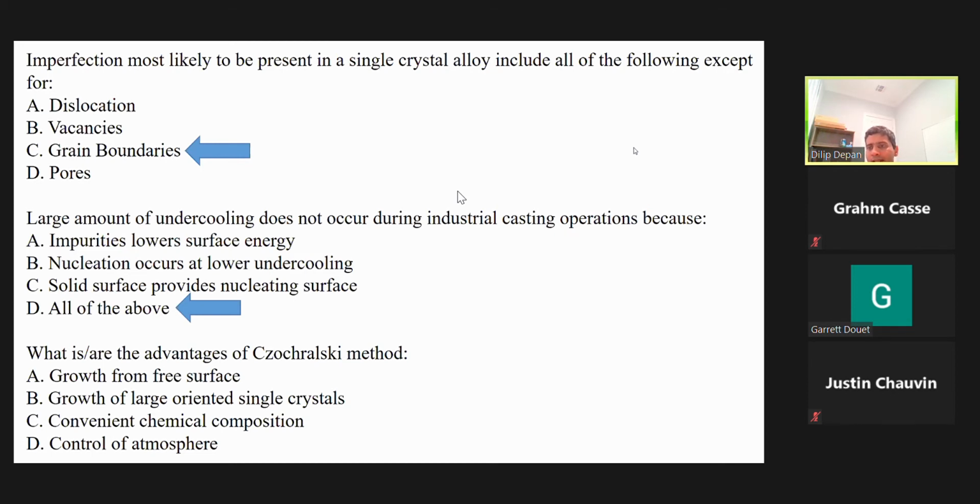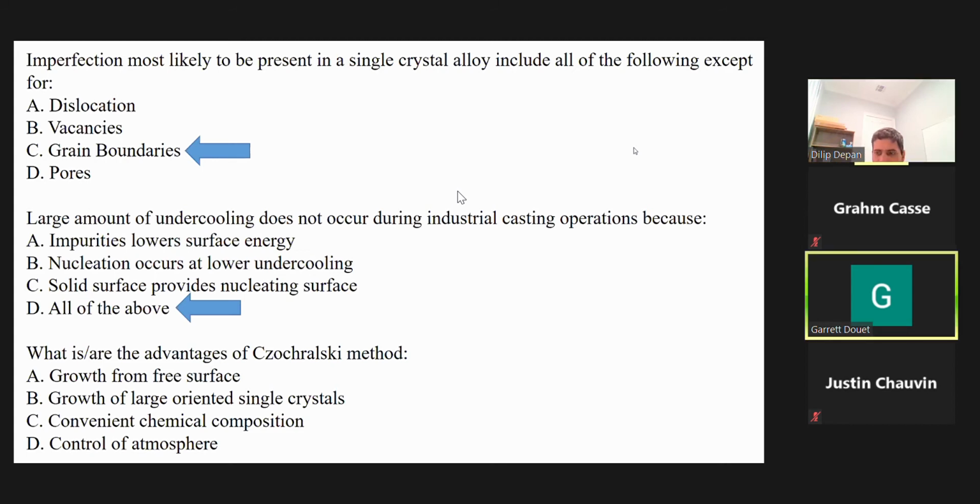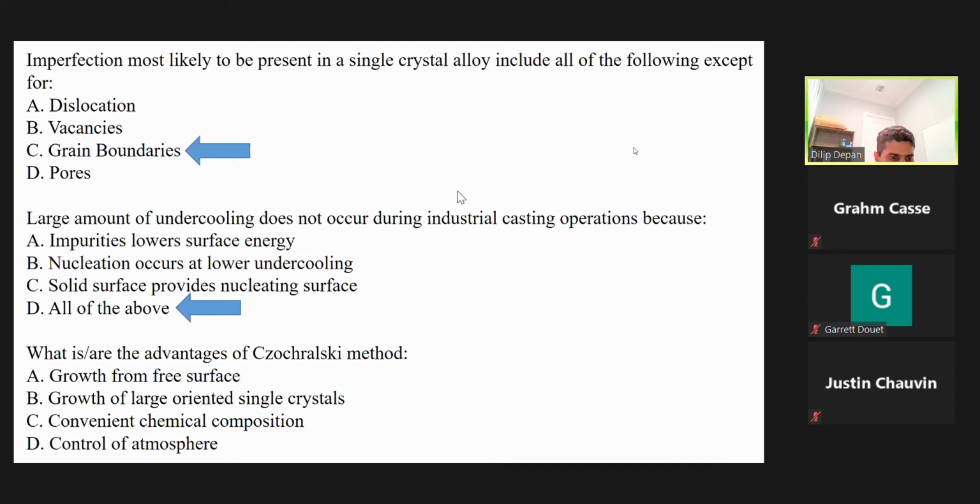So as soon as it touches the solid surface, they will start to crystallize right there. They will start to nucleate right there. So the impurities will lower the surface energy for these atoms to nucleate or to crystallize. Okay, thank you. Does that make sense? Yep. Okay. What is or what are the advantages of Czochralski method?